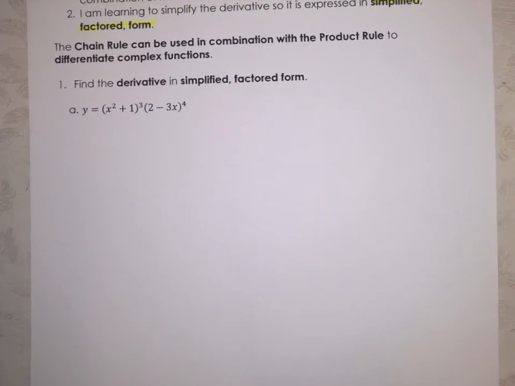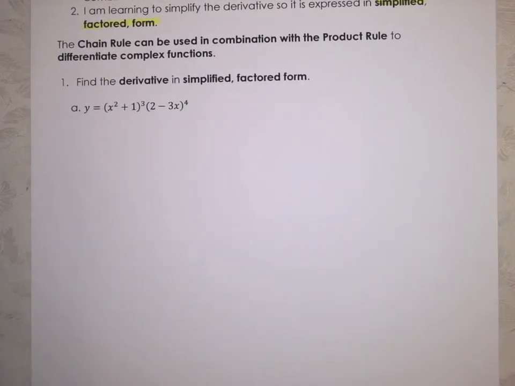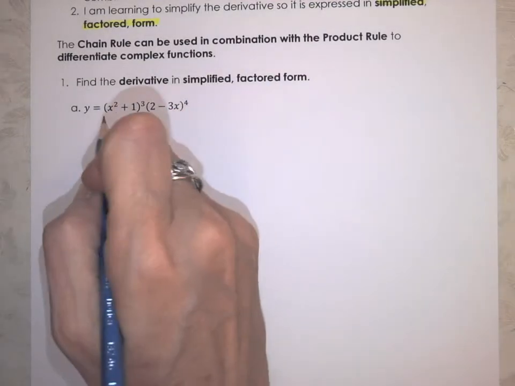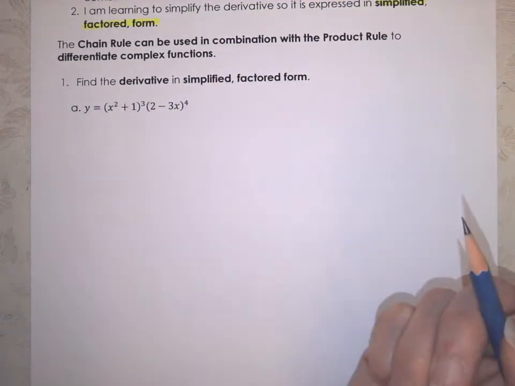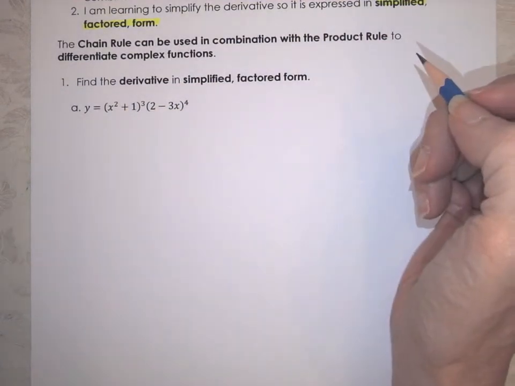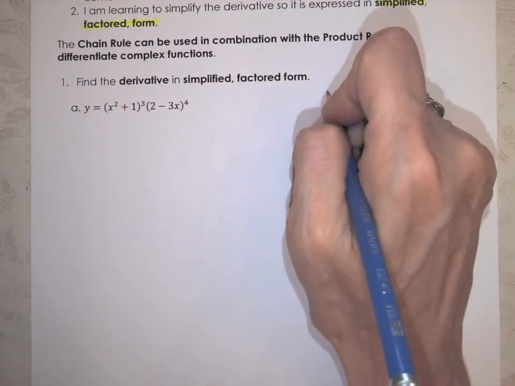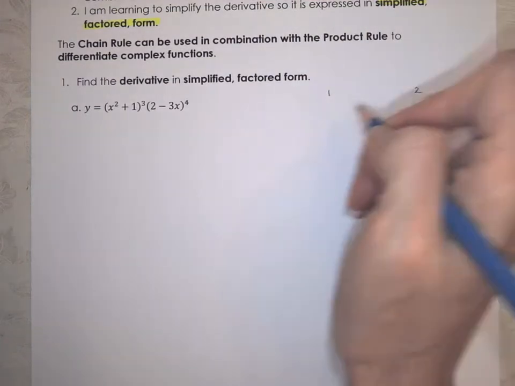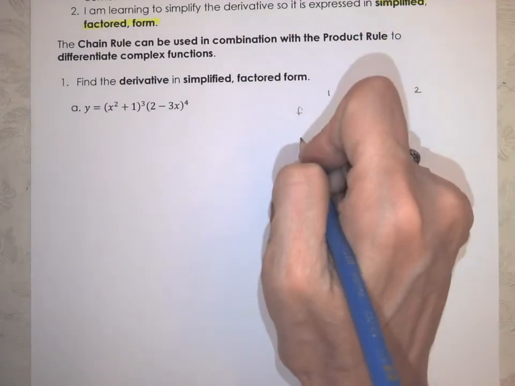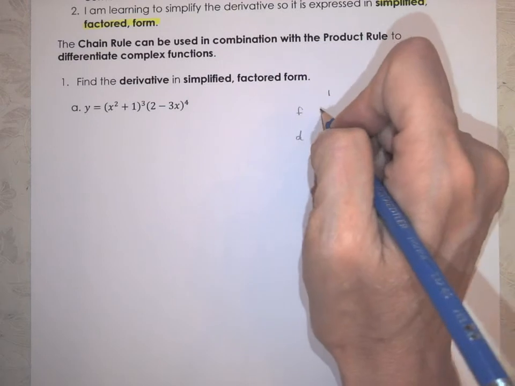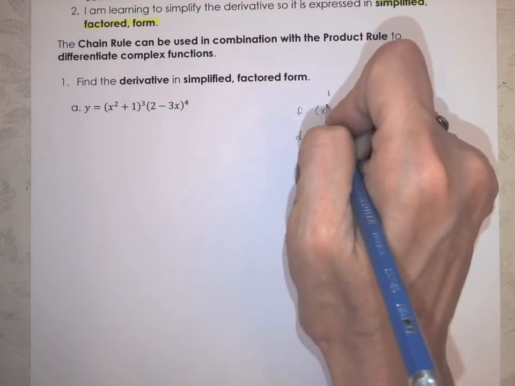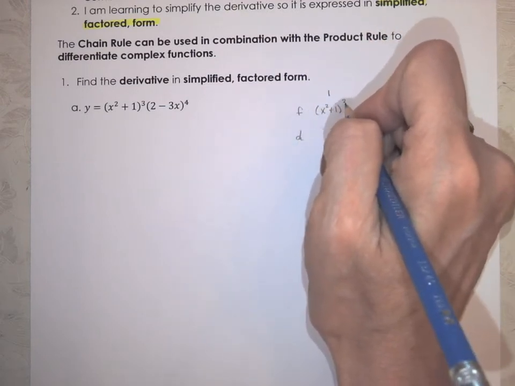You can see our function is y equals (x squared plus 1) all cubed times (2 minus 3x) all to the fourth. So we see it's a product of two power functions, so we're going to use the product rule. And I'm going to make my chart up here where I find the derivative of each function and simplify it as much as possible.